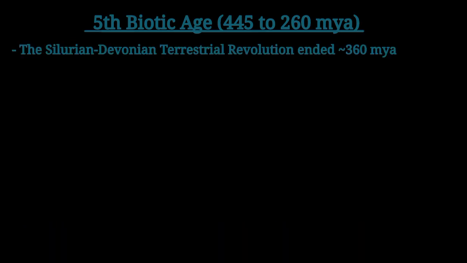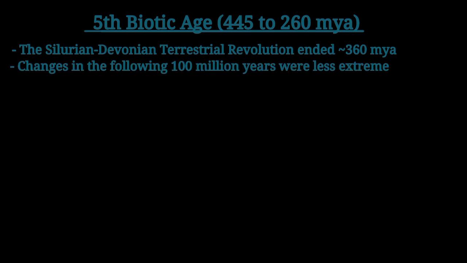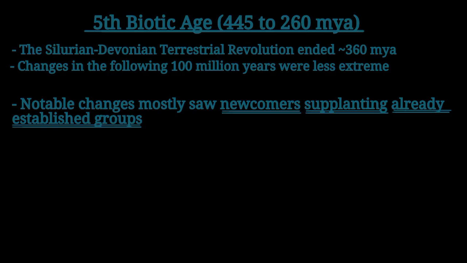The Silurian-Devonian terrestrial revolution ended around 360 million years ago, well before the end of the fifth biotic age. The next 100 million years were characterized by slower net speciation. The effects of this later increase in diversity were a far cry from the colonization of virgin lands observed in the earlier 85 million years. Most noteworthy changes that occurred instead saw new species supplanting those that had become established during the terrestrial revolution.